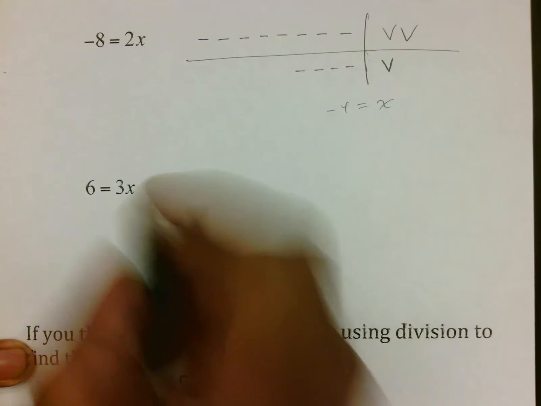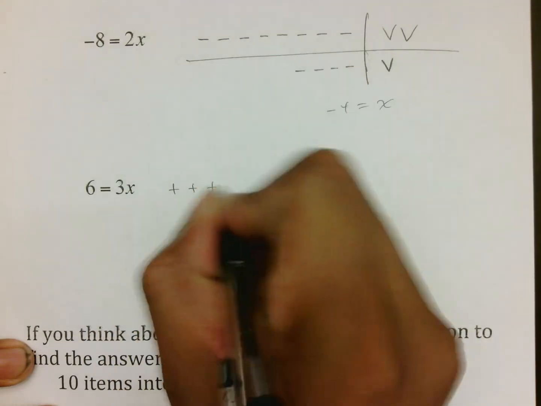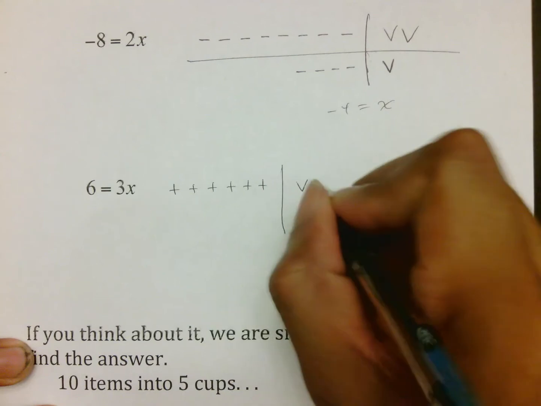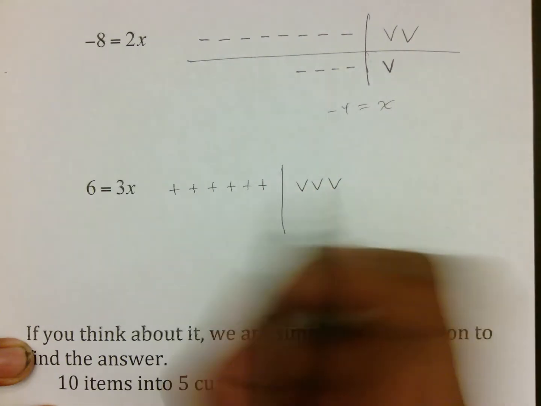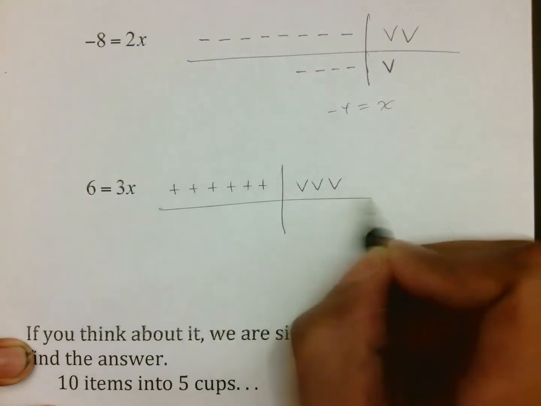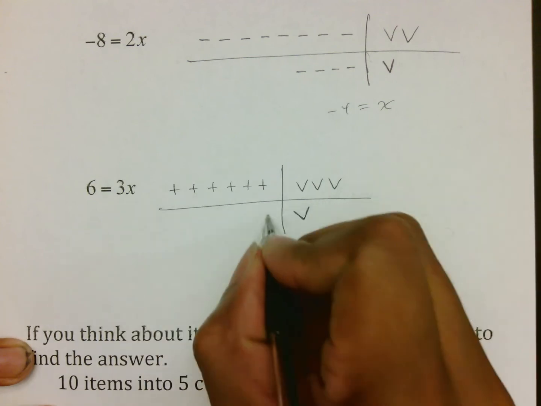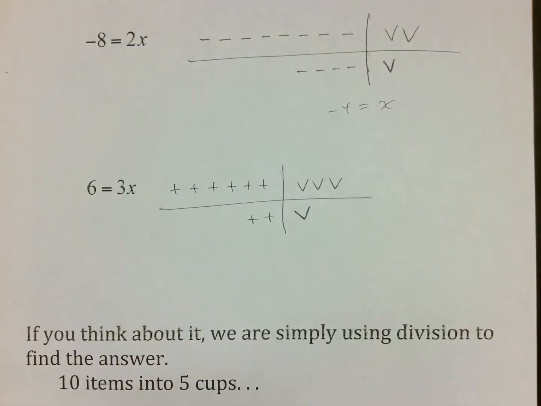6 equals 3x. Again, 6, 1, 2, 3, 4, 5, 6 equals 3x would be 3 cups. So now you've got 3 cups with 6 things. And again, it's easy enough to realize that if there are 6 things for 3 cups, every cup should get 2 items.